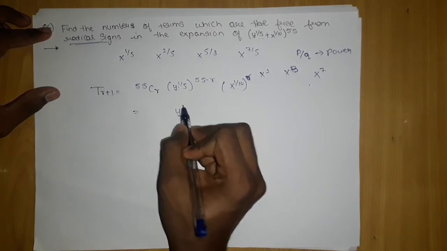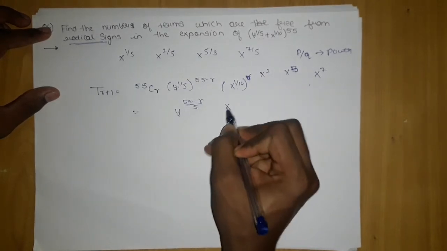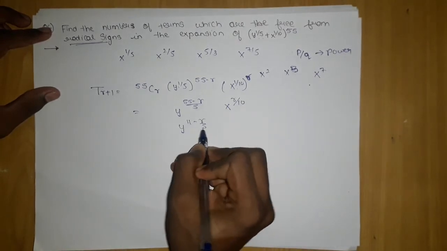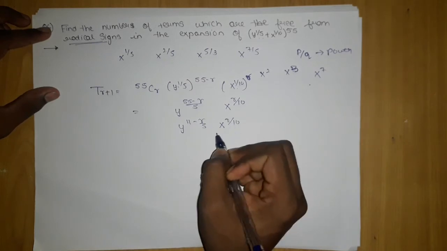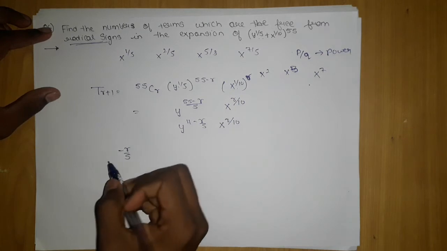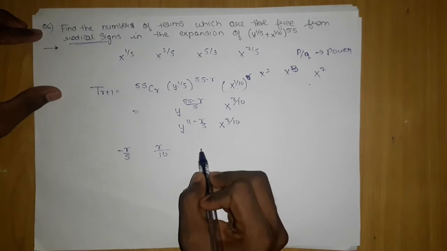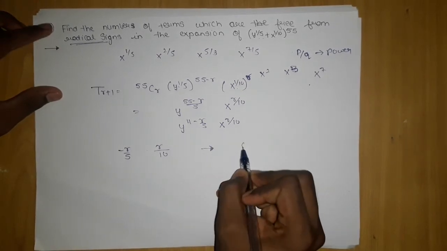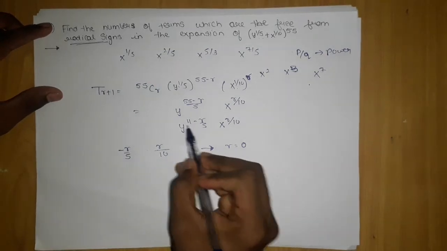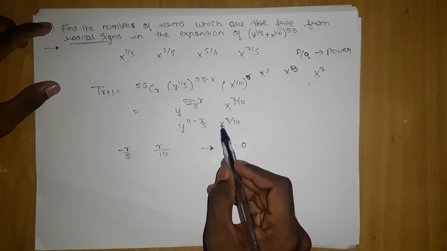So just see, if I distribute, y^((55-r)/5) and x^(r/10). If you simplify further, y^(11 - r/5) and x^(r/10). Select r such that this r by 5 is a number, and this r by 10 should also be a number simultaneously. So here we can select 0 first. If r equals 0, then both become 0, the power of y will be 11, and here x^0 is 1.